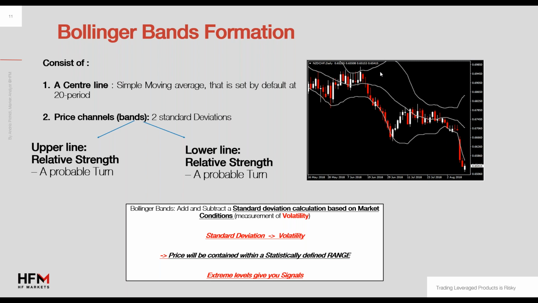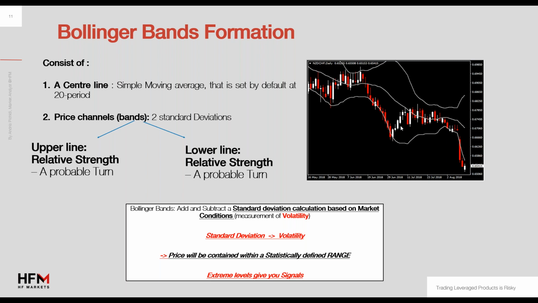Adding the standard deviation gives us the upper line, and subtracting it from the moving average gives us the lower line. Why are these two lines, the upper and the lower one, so important? Simply because we can use them as a measurement of volatility. The wider they get, the more volatile the asset is.